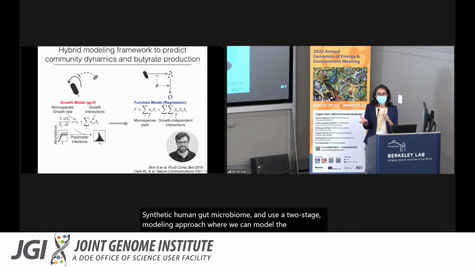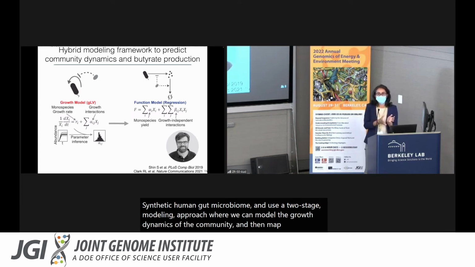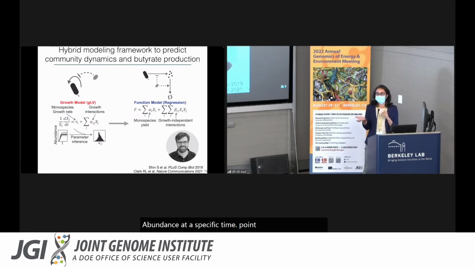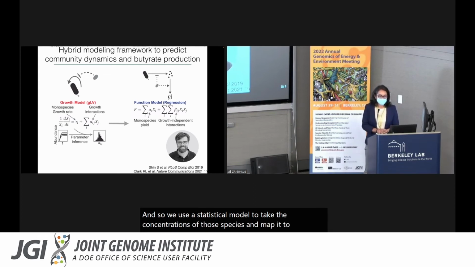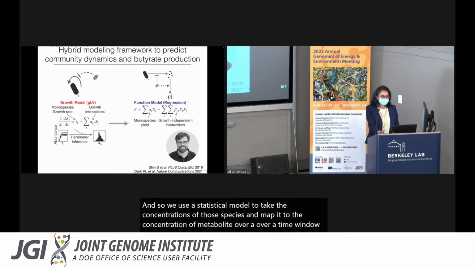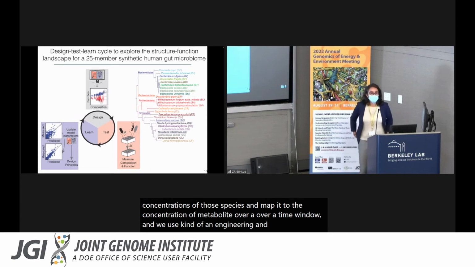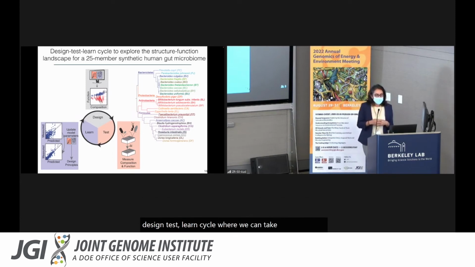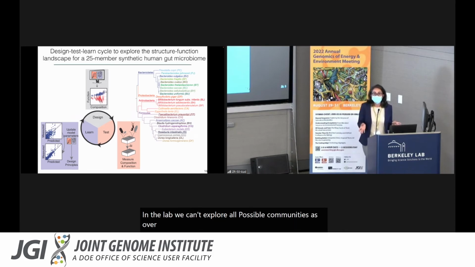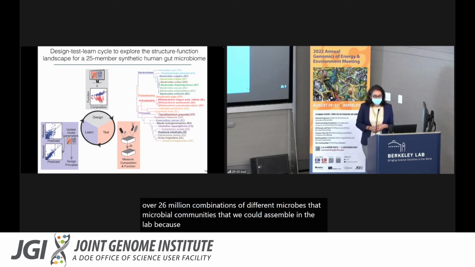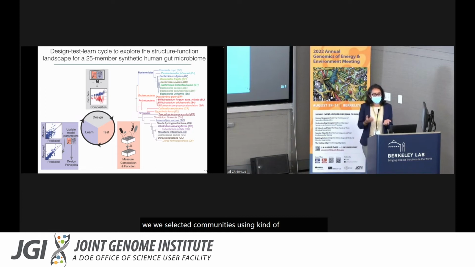model the growth dynamics of the community and then map the species abundance at a specific time point to the concentration of metabolites. We use a statistical model to take the concentrations of those species and map it to the concentration of metabolite over a time window. And we use an engineering-inspired approach called a design-test-learn cycle, where we can take some measurements in the lab. We can't explore all possible communities. It's over 26 million combinations of different microbial communities that we could assemble in the lab, which is currently not feasible experimentally. And so we selected communities using a model-guided strategy.